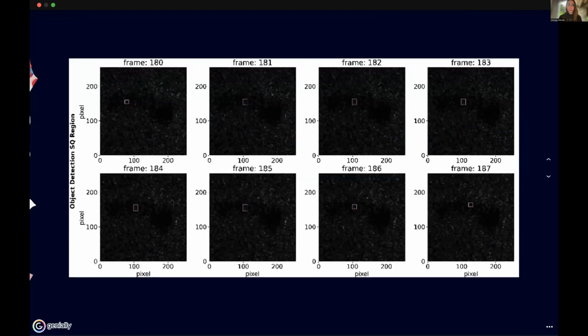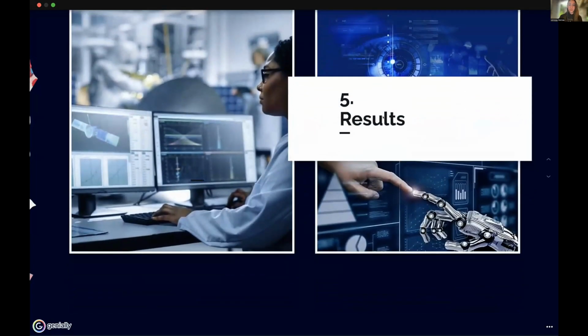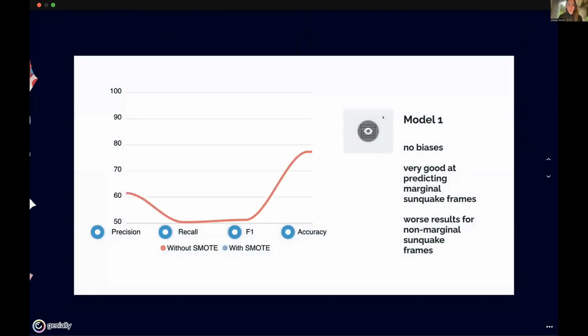This is an example of how the object detection looks when applied to one event in our data. We see that sometimes the boxes vary in size, but they maintain position. As long as they maintain position for the desired number of frames corresponding to Sunquakes, we accept the results. Now let's move on to the results.